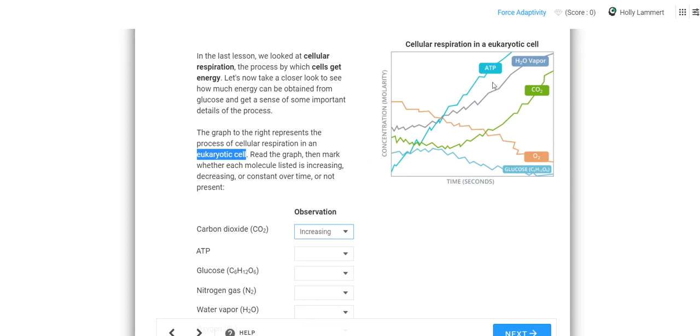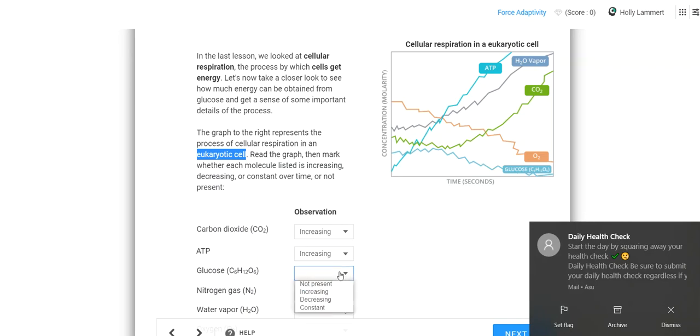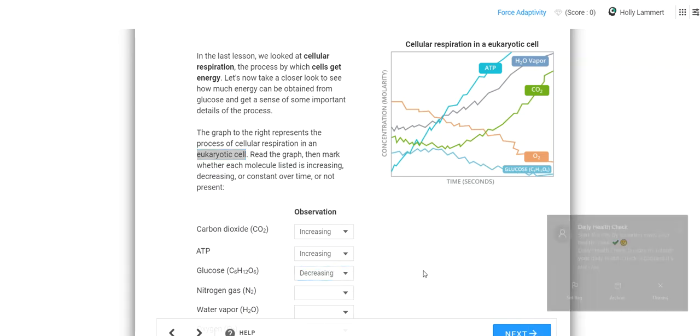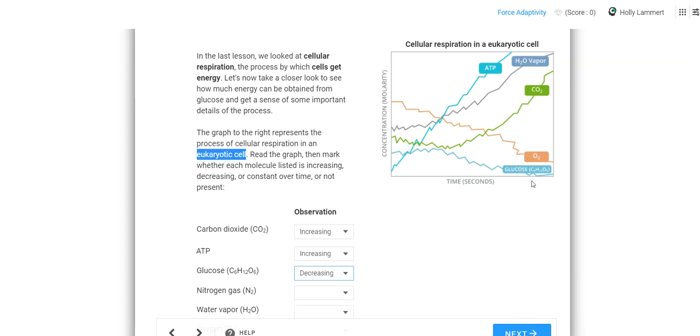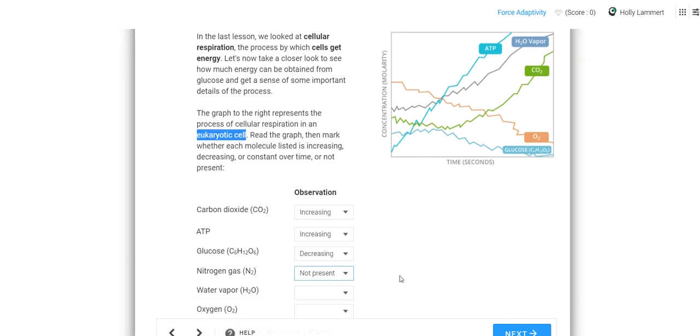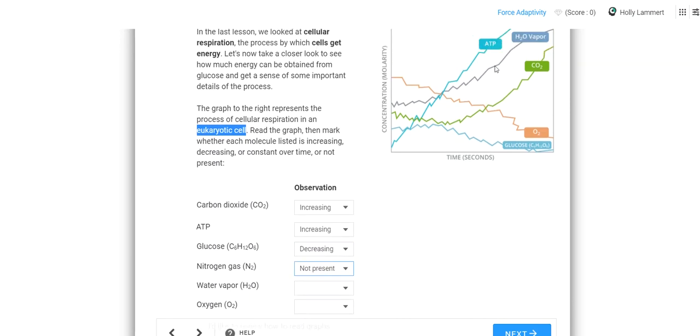ATP, I see it goes from down to up. That is also increasing. Glucose started here, ended down here. I would say that that's decreasing. Nitrogen gas, N2. Do you see nitrogen gas on our graph? Nope. So that is not present. Water vapor, that's this gray line, goes from down to up, that is increasing. And oxygen goes up to down, that is decreasing.